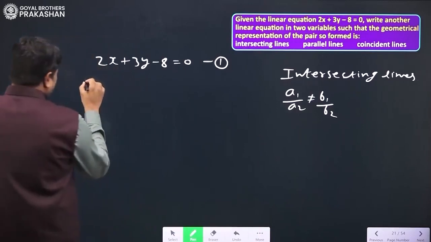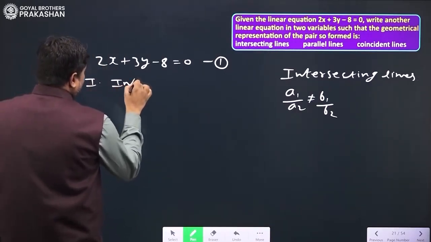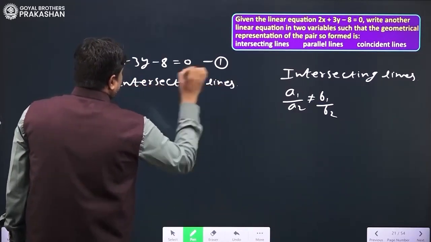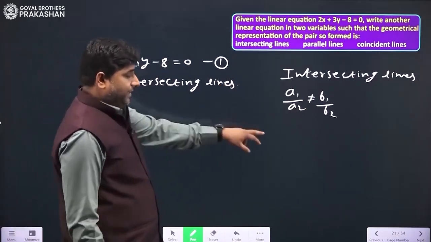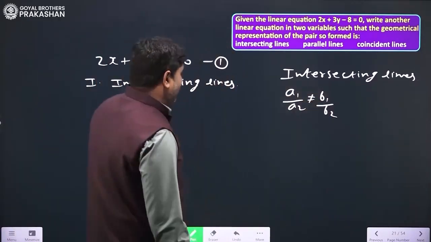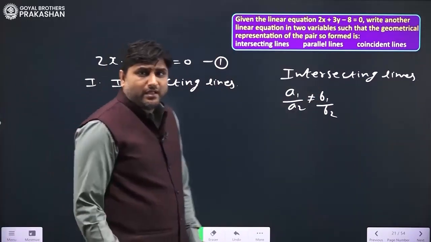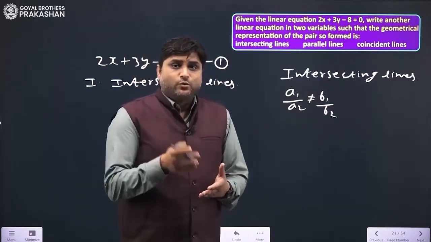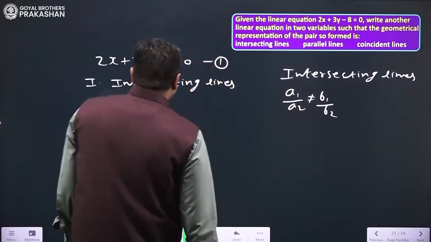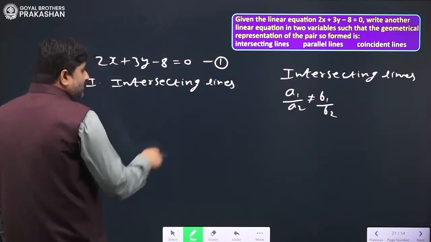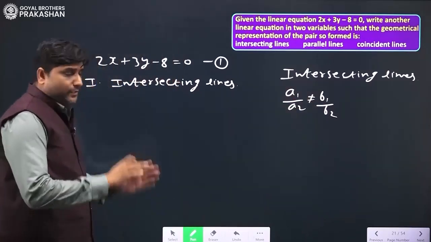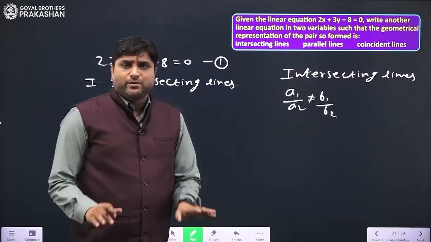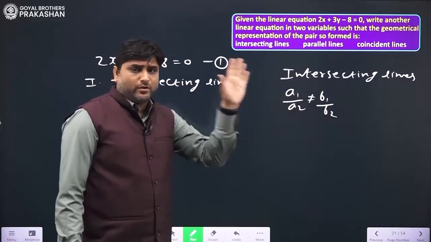So first, if we are solving for intersecting lines, then we have to write the second equation such that with this first equation a1 upon a2 is not equal to b1 upon b2. What is a1? a1 is the coefficient of x in the first equation, a2 is the coefficient of x in the second equation. The equation which we will write, in that the coefficient of x will be a2. So we have to write the other equation in a way such that a1 upon a2 is not equal to b1 upon b2. So this is the concept. So we can write so many equations. Just the condition is a1 upon a2 should not be equal to b1 upon b2.